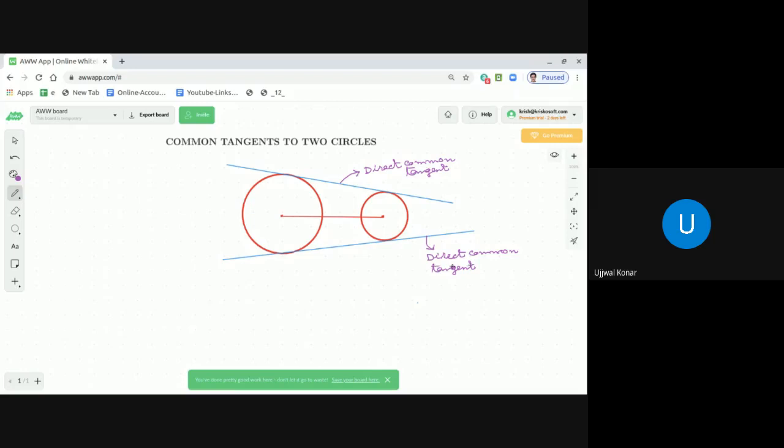Okay. Now the next point that comes, dear students, is called the transverse common tangent. What is that? A transverse common tangent is a tangent touching two circles at different points, and intersecting the line of centers between the centers. If I draw the transverse common tangent by means of a green line, it will be something like this.